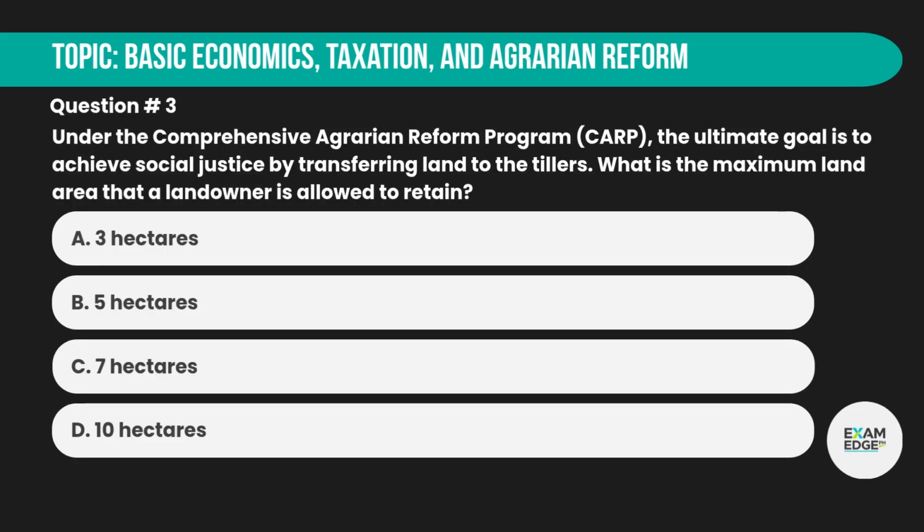Question number 3. Under the Comprehensive Agrarian Reform Program, CARP, the ultimate goal is to achieve social justice by transferring land to the tillers. What is the maximum land area that a landowner is allowed to retain? A. 3 hectares. B. 5 hectares. C. 7 hectares. D. 10 hectares.